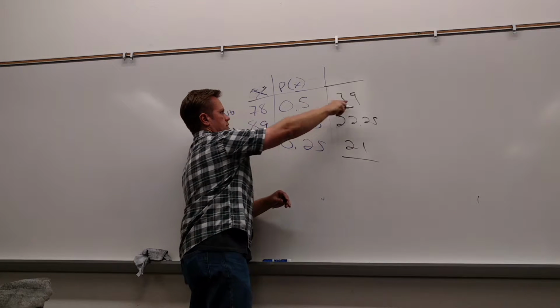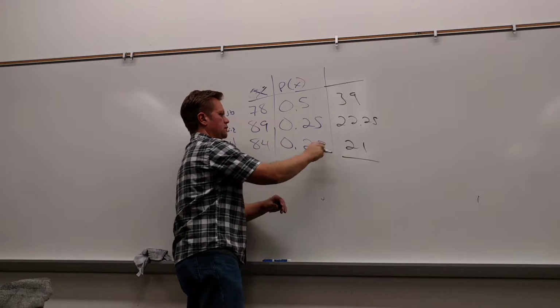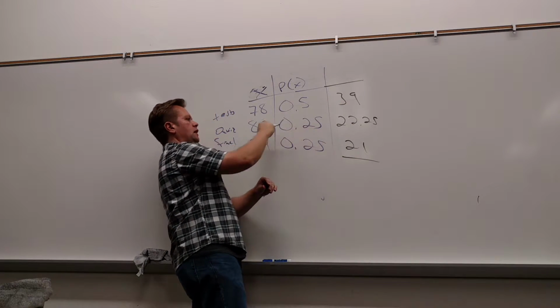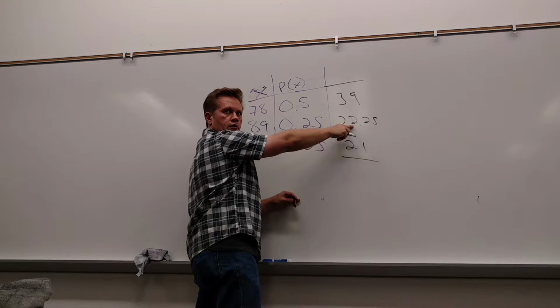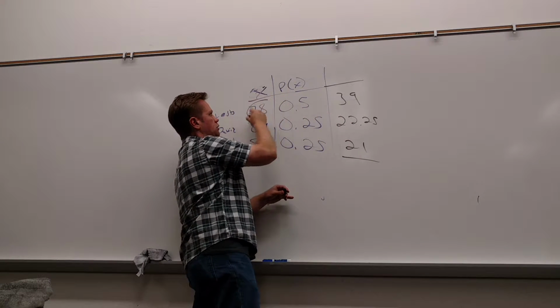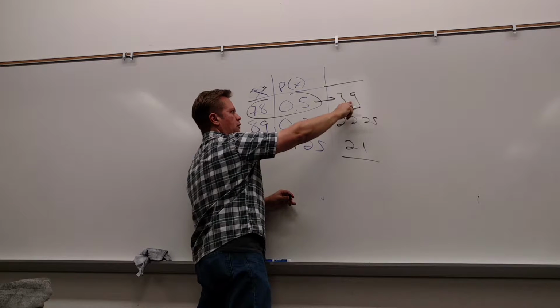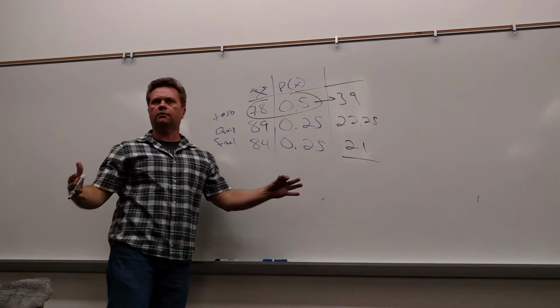So that's this times this is there. This times this is there. This times this is there. 25% of it was 89. Bam. So think of it like they're each contributing an amount that when added together will become the average.